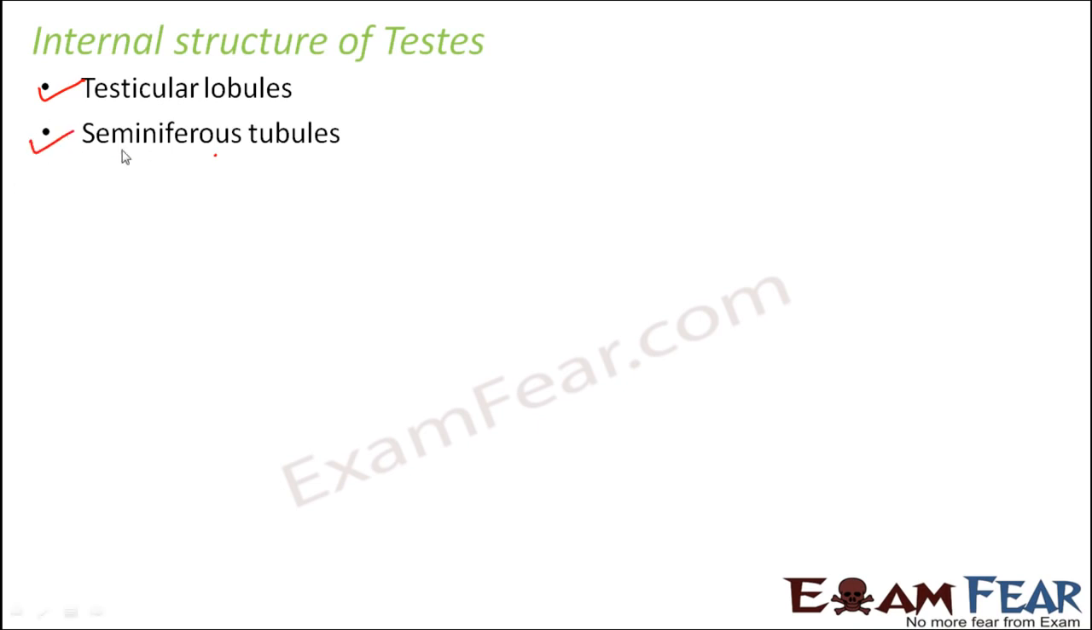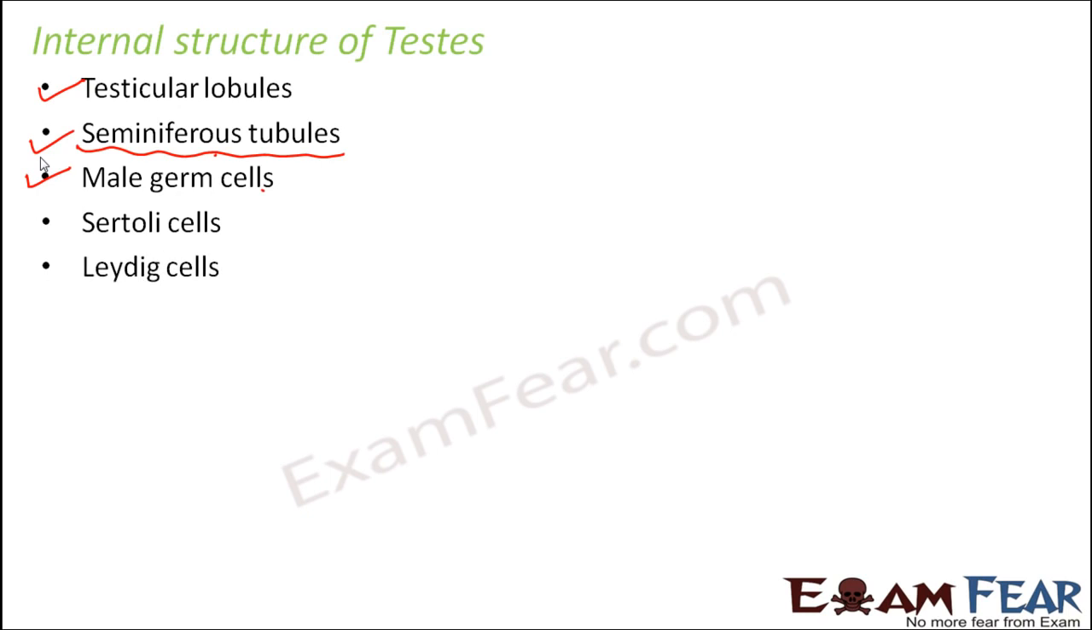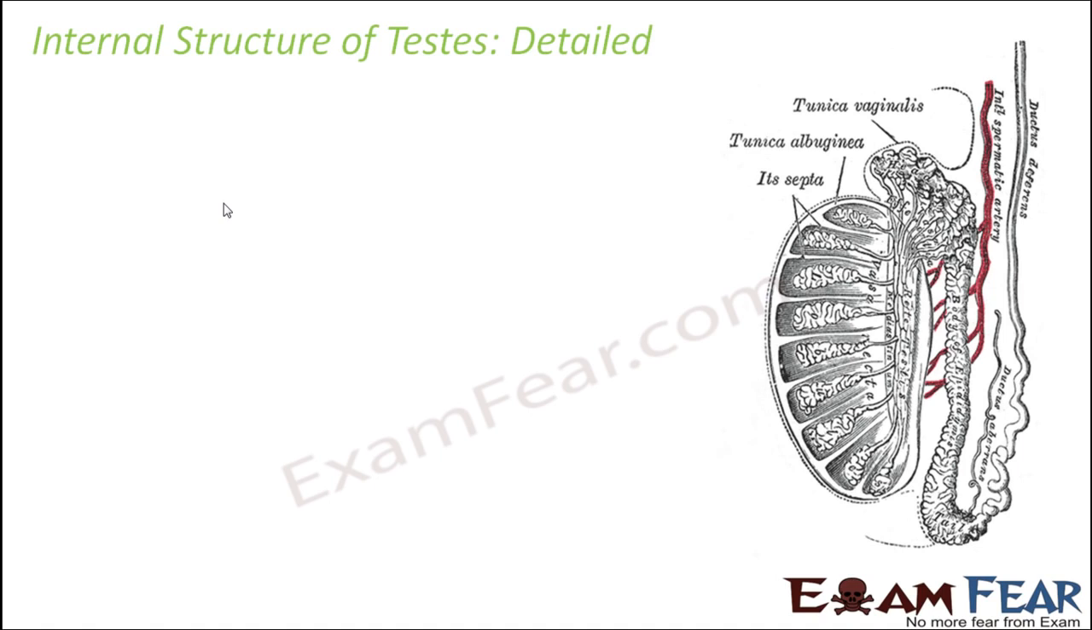Next is the seminiferous tubules, the most important part of the testis. Then there are male germ cells, and male germ cells are the ones which actually start the process of sperm formation. Whenever I use the term sperm, sperm is nothing but the male gametes, or the male sex cells. Sertoli cells and Leydig cells are specialized cells which serve a special purpose, and we will talk about them very soon. Rete testis and vasa efferentia are again tube-like structures which help to carry the sperms produced inside the testis. So let us quickly look at the detailed structure and talk about each of the parts one by one.